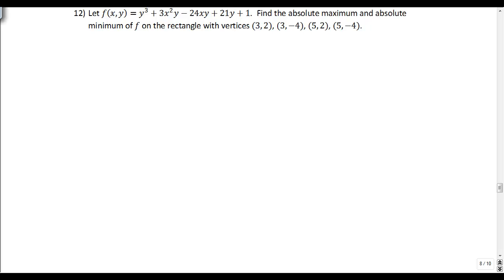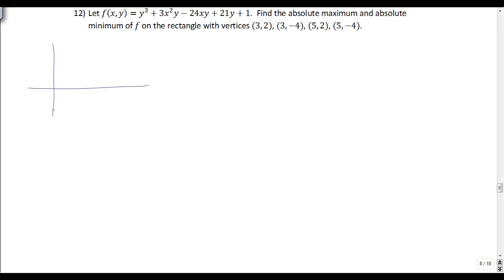Okay, so in question 12, we have f(x,y) = y³ + 3x²y - 24xy + 21y + 1. And we want to find an absolute maximum and absolute minimum of f on a rectangle with these vertices. So first of all, let's draw our rectangle here.